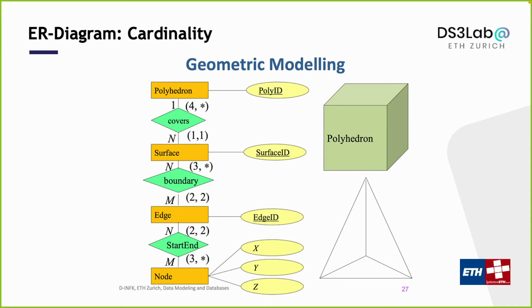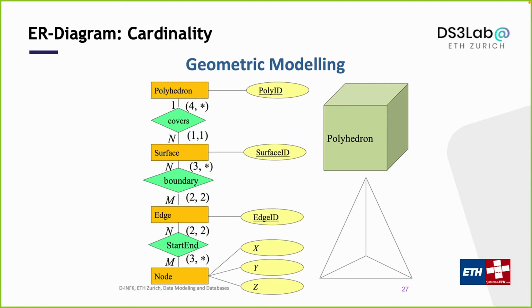And if you think about a node in a polyhedron, it participates at least 3 times because that is actually the corner node, so it connects 3 different surfaces. You cannot have a polyhedron where a node connects only 2 edges, because you won't be able to close it in our space. And then it can participate as many times as possible. So as you can see, these are the 2 different ways of specifying cardinality.